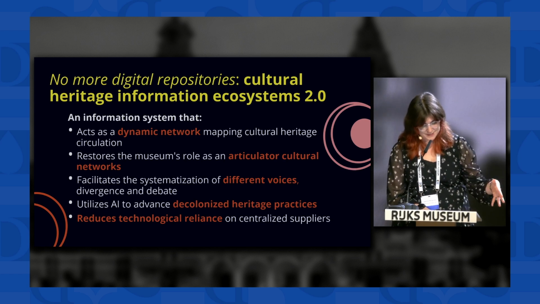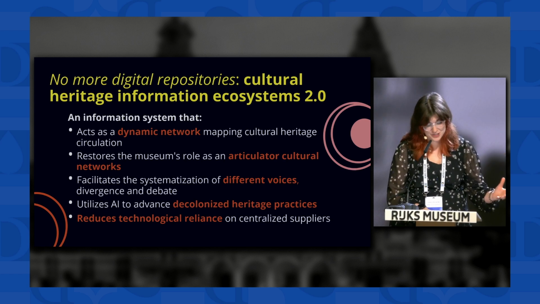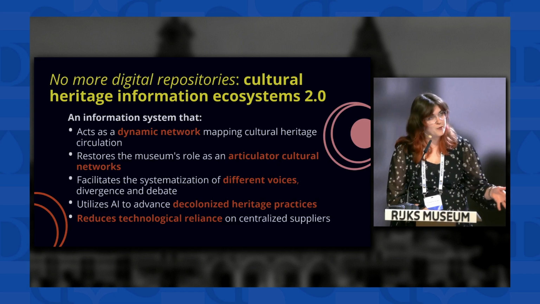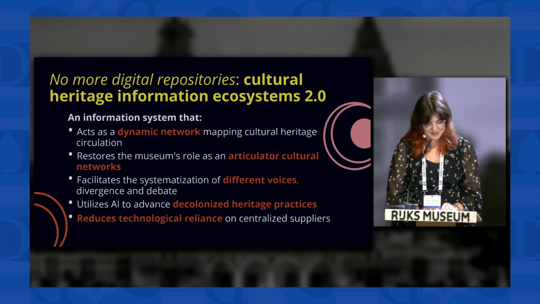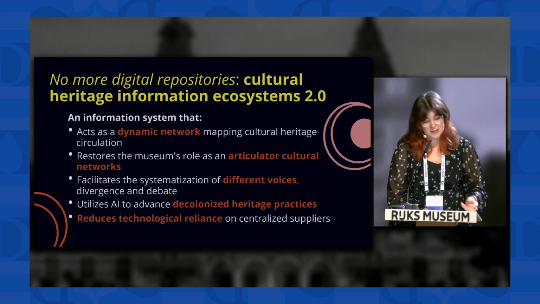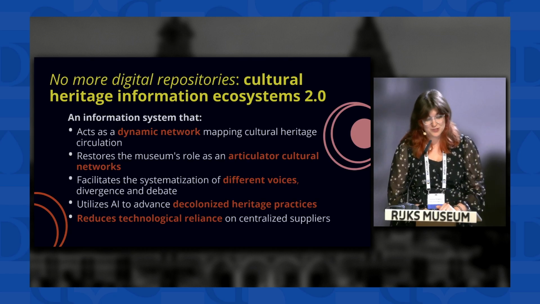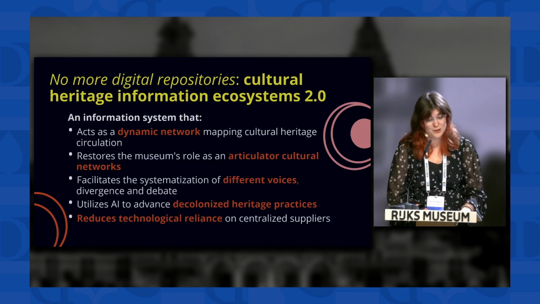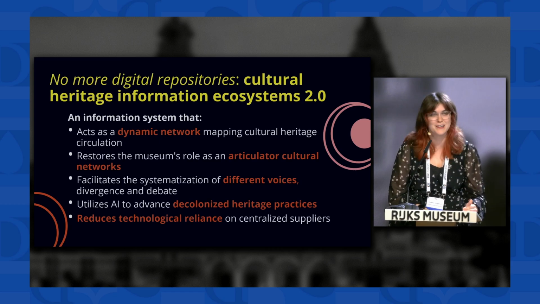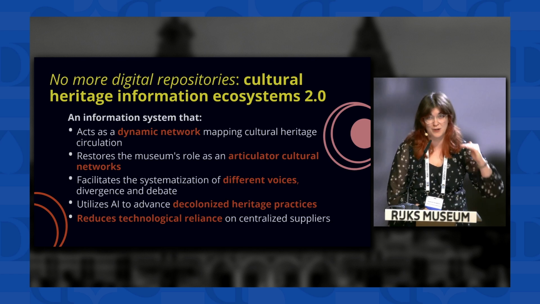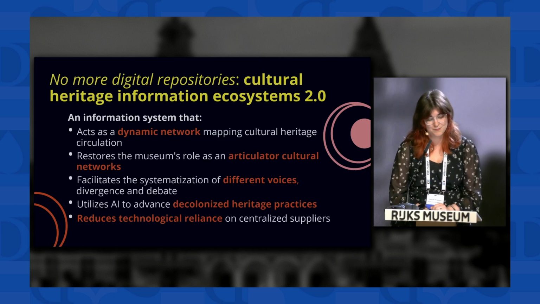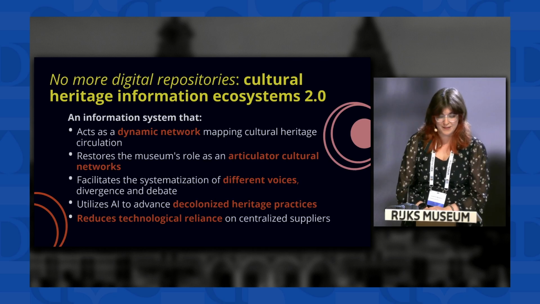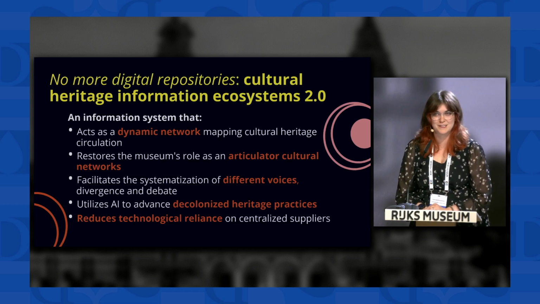I really urge you to start shifting your thinking away from a more siloed digital repository system and stop waiting on big tech to build us centralized systems. The tools exist now if you want to start building an information system that acts as a dynamic network, connecting and mapping cultural heritage circulation, restoring a museum's role as an articulator for cultural networks, facilitating systemization of different voices, making space for divergence and debate. Imagine an archive where you can have that multi-perspectivity of multiple viewpoints being held at once. How we can utilize AI to advance a more decolonized heritage practice and in fact reduce, what I hope for, a reliance on these technological centralized suppliers. Thank you.